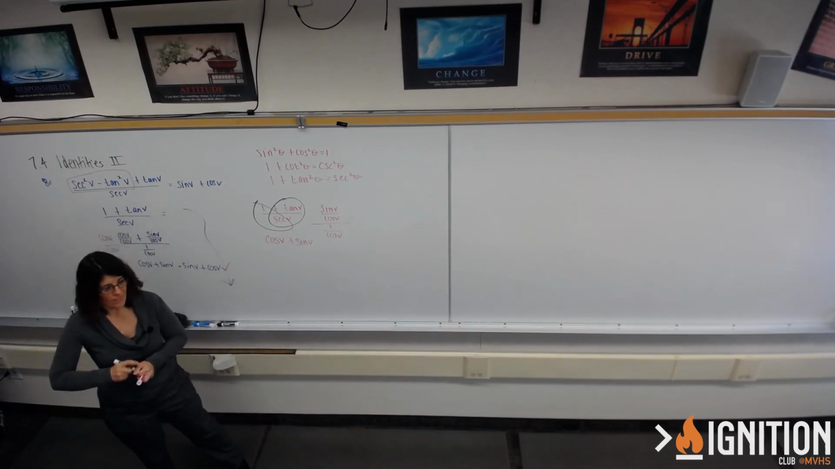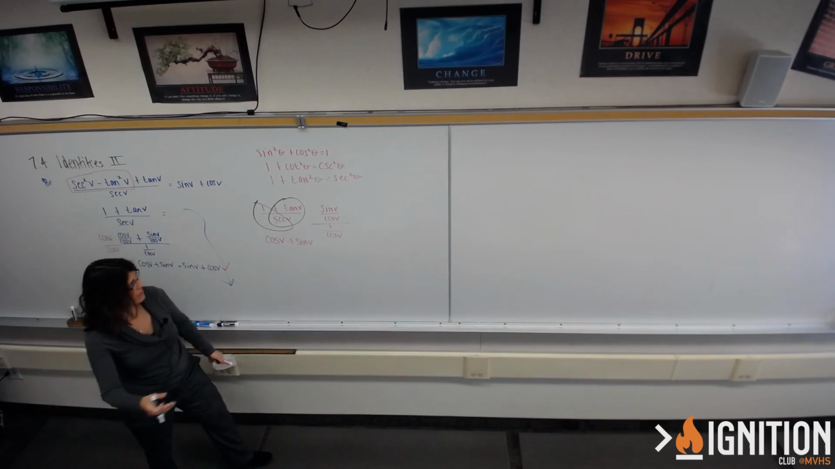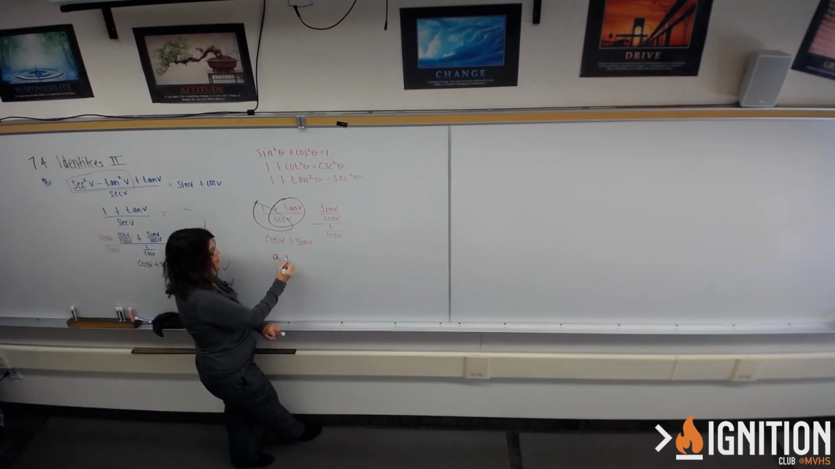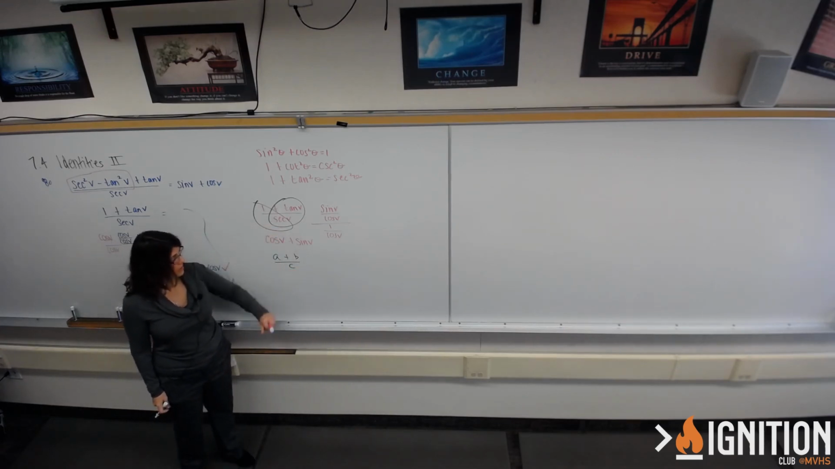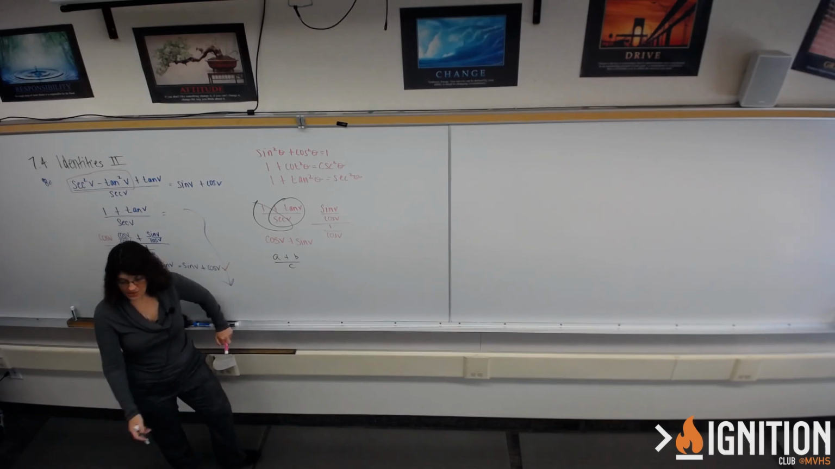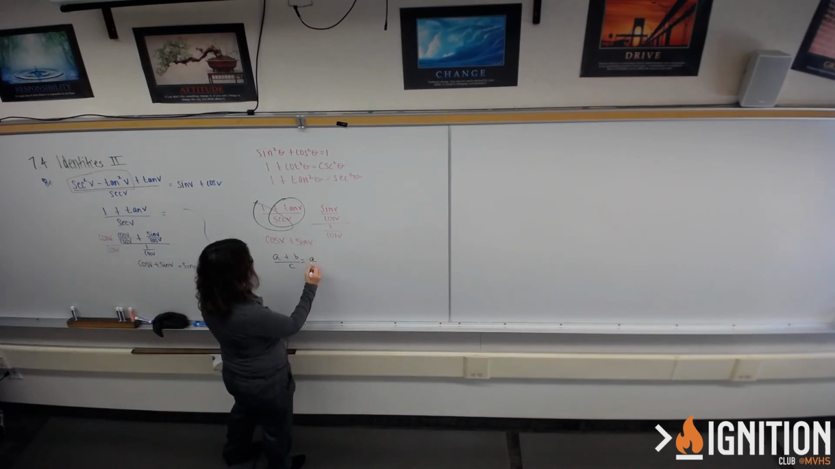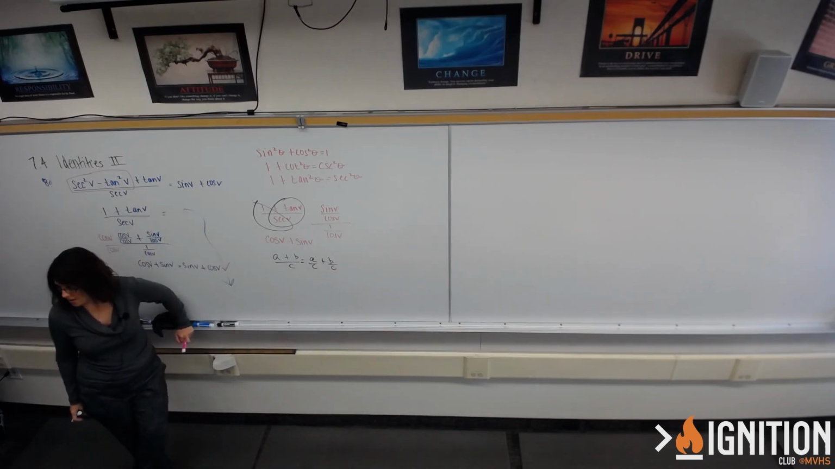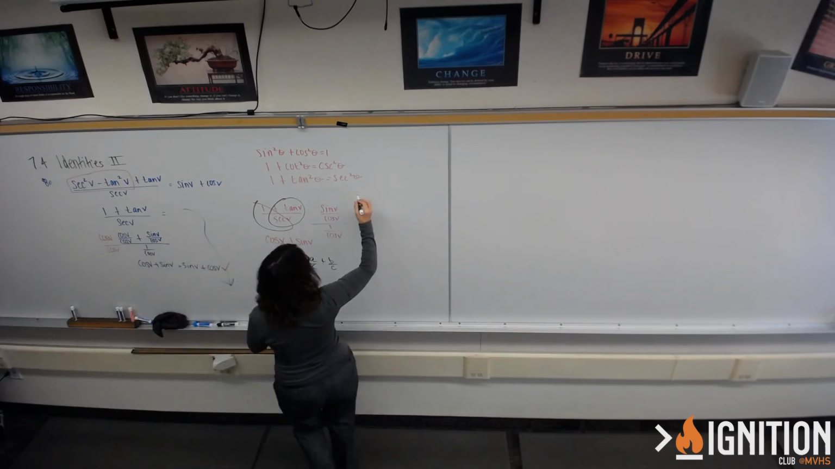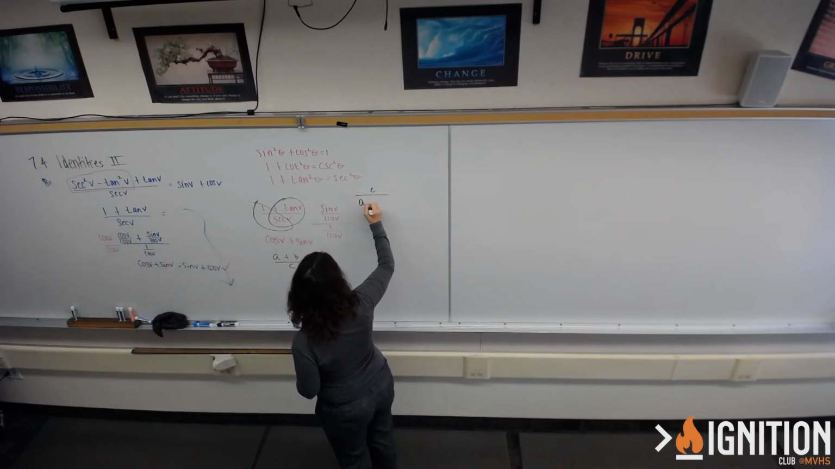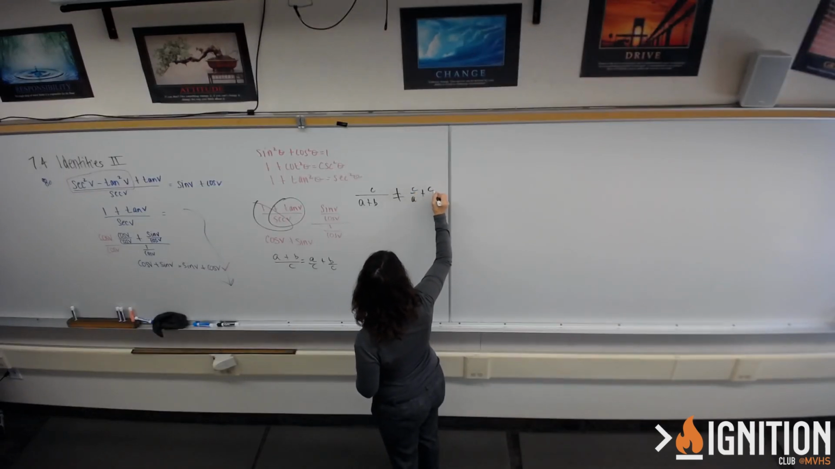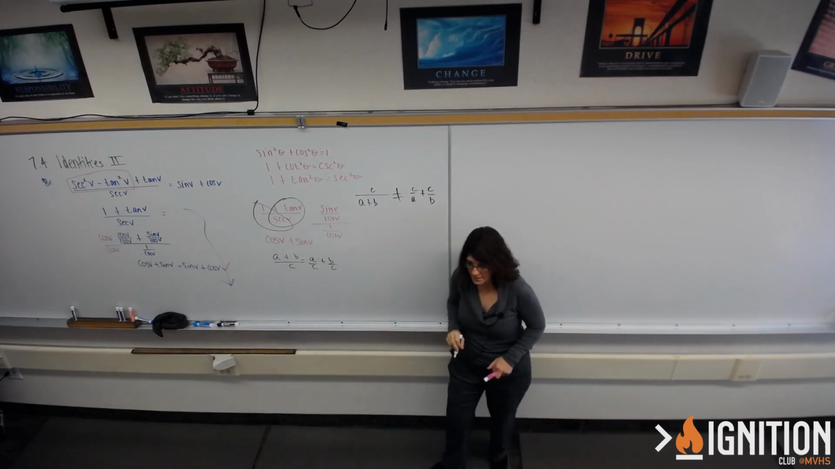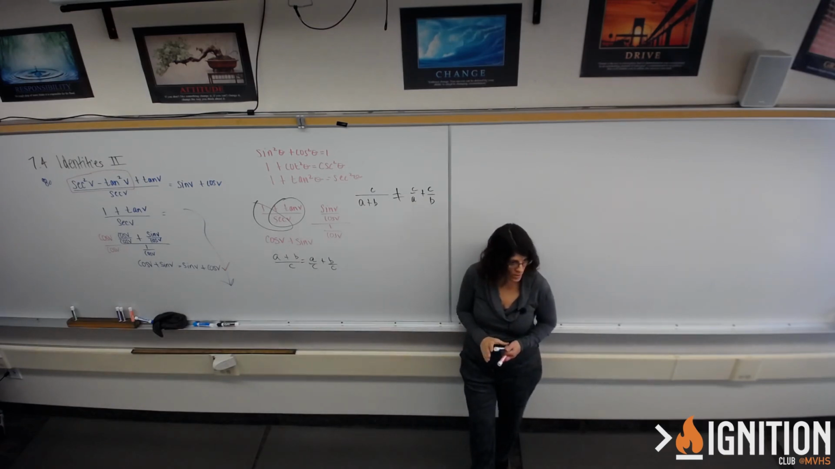So, a little side note of how to avoid voodoo. a plus b over c, a binomial over a monomial, yes? This is the same thing as a over c plus b over c. Right? Other way around does not work. c over a plus b does not equal c over a plus c over b. Okay, not the same.